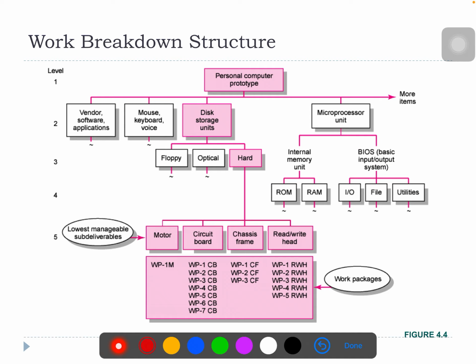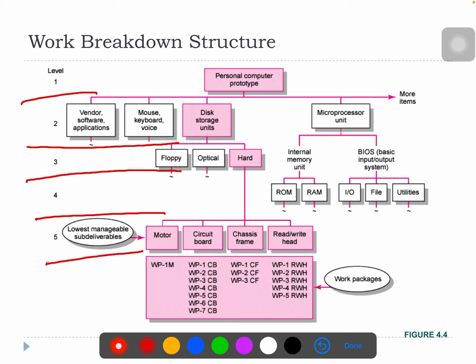So this is an example of the structure of a work breakdown structure. You can see that from level 1, it goes down to level 2, level 3, level 4, and level 5. And each time it goes down to a lower hierarchy, it becomes much more detailed, and it goes to the lowest granularity, to the lowest granules.